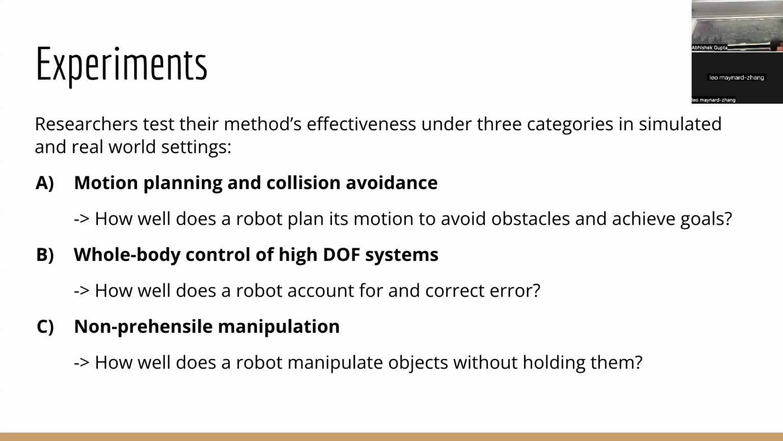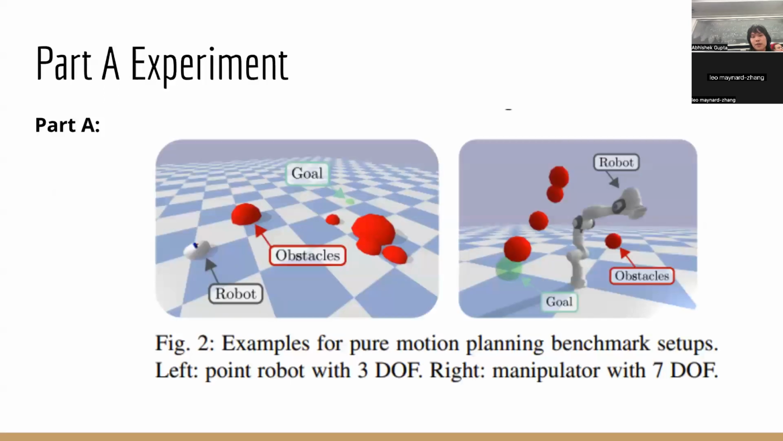The second category is whole body control of high degree of freedom systems. So basically, how well does a robot with high degrees of freedom account for incorrect error? And then the third category that they are experimenting with is non-prehensile manipulation, which is a fancy way of saying how well a robot with their method manipulates objects without holding them. In their experiment, the robot primarily moves objects by pushing them.